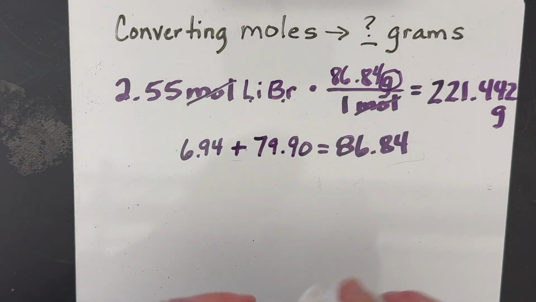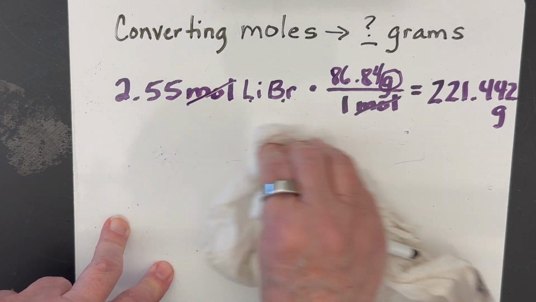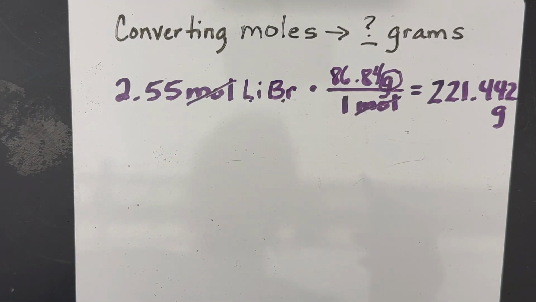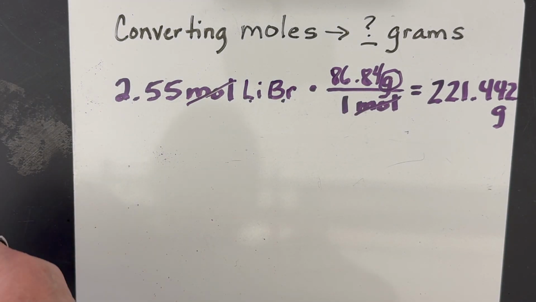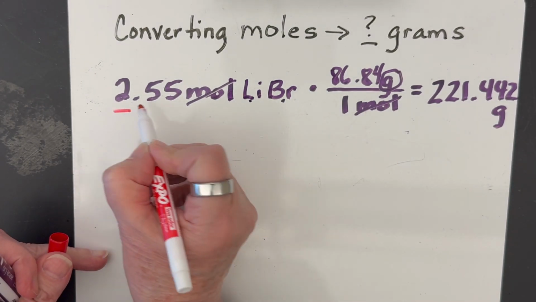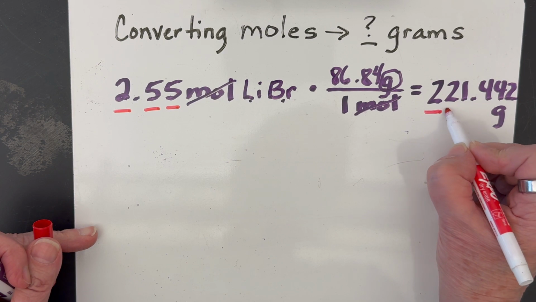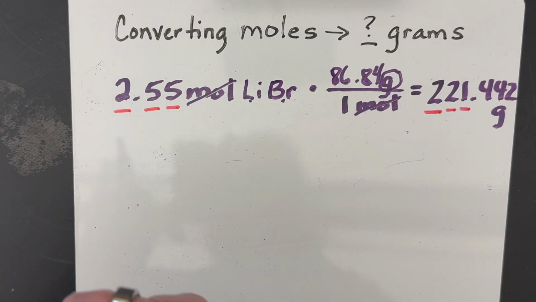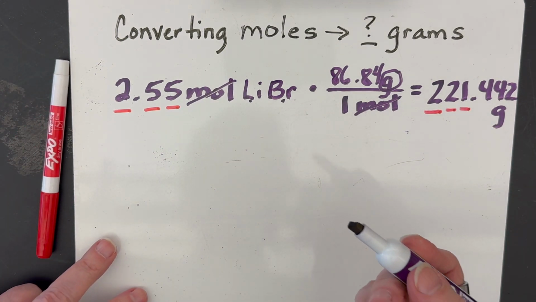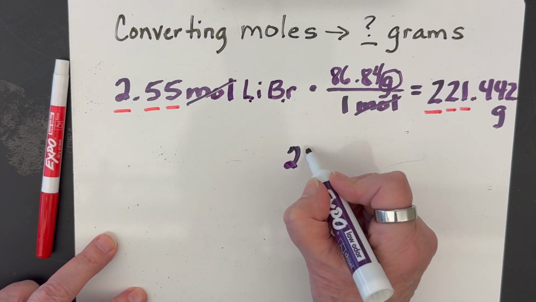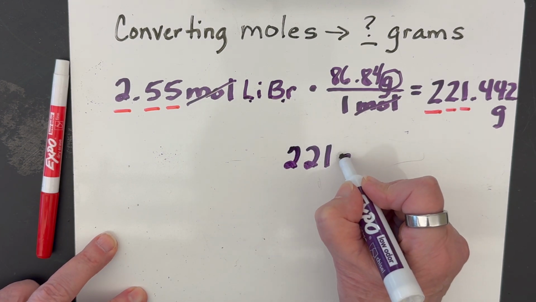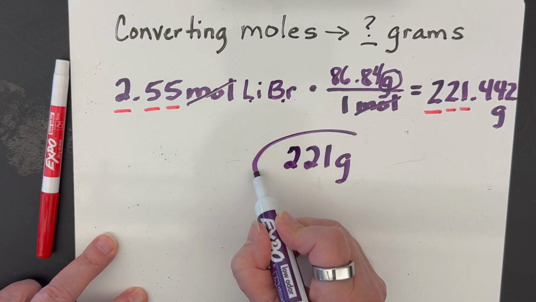But we don't want to keep that many spots. So we go back and look at our original problem. We were given 3 digits. So we're going to save 3 digits. We're going to cut off the decimal part, and we're going to say 221 grams as our final answer.